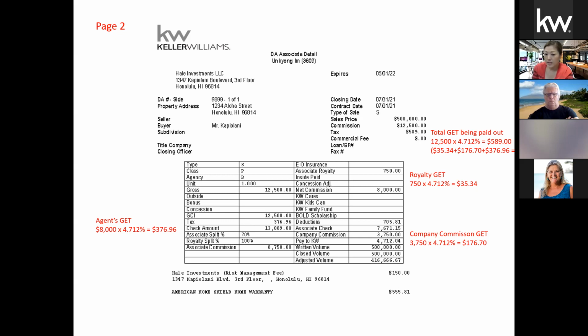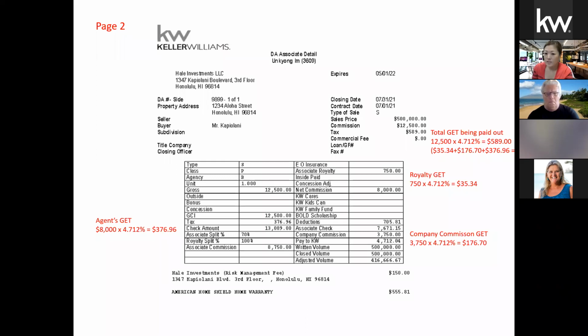You're going to go down and you're going to see deduction, same thing. It's the total deductions that this agent is taking out from their transaction. For this one, you'll see on the bottom, line by line, the risk management fee, $150, and home warranty, $555.81. Those are the two deductions equaling the $705.81.